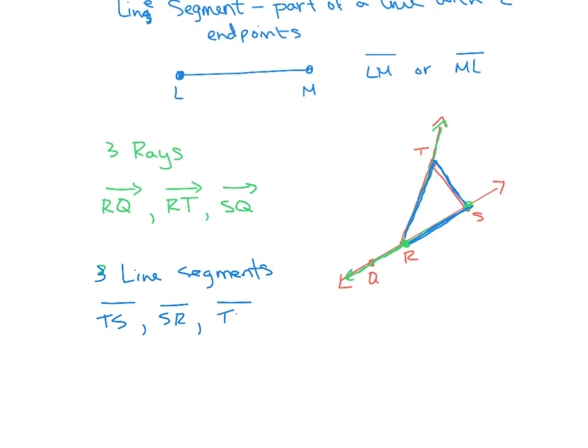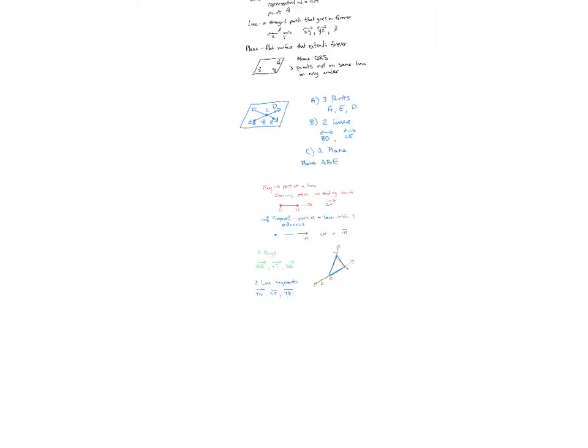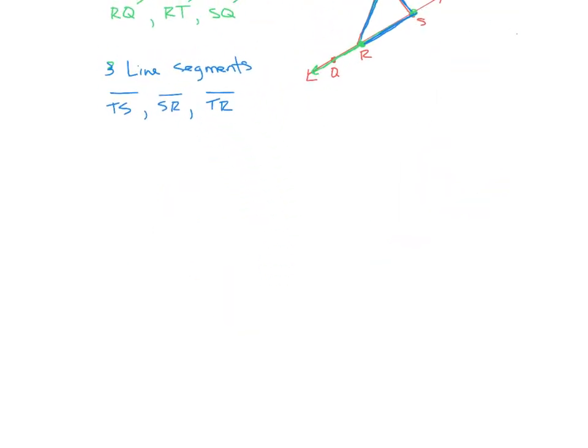There are multiple answers to this. So if you have a different answer than one of your friends, it doesn't mean they did it right and you did it wrong. You could have QR, you could have QS, there are just lots of different ones. So make sure you have a line segment.